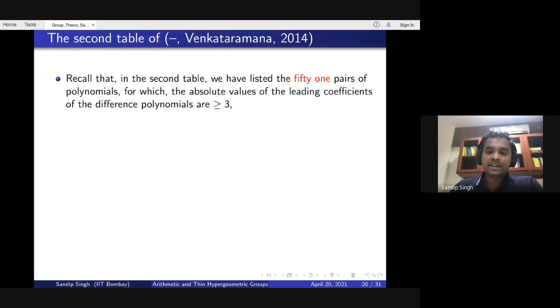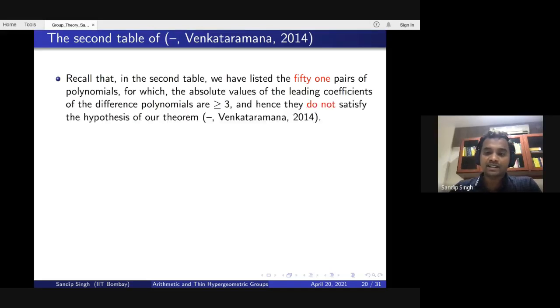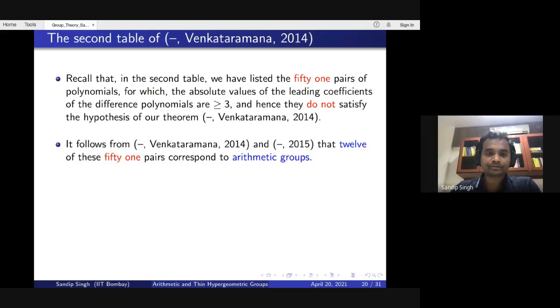Recall that in the second table we have listed the 51 pairs of polynomials for which the absolute values of the leading coefficients of the difference polynomials are greater than or equal to 3, and hence they do not satisfy the hypothesis of our theorem. It follows from these two results that 12 of these 51 pairs correspond to arithmetic groups.